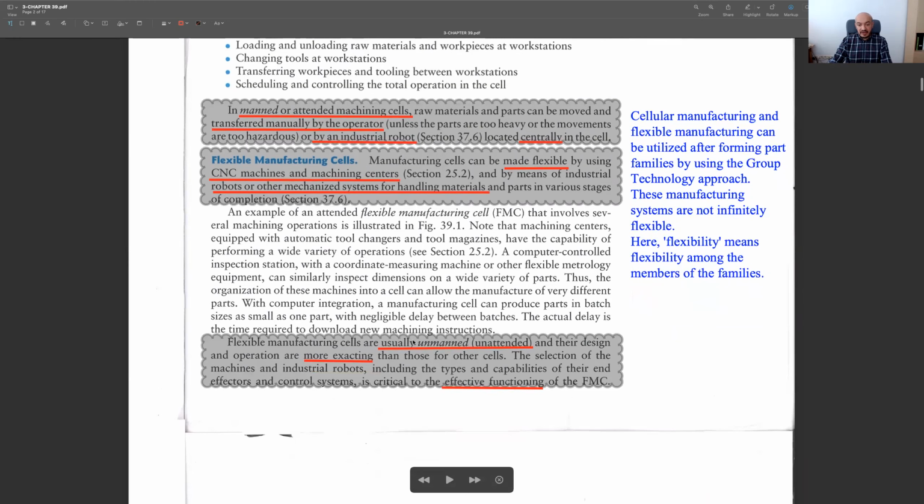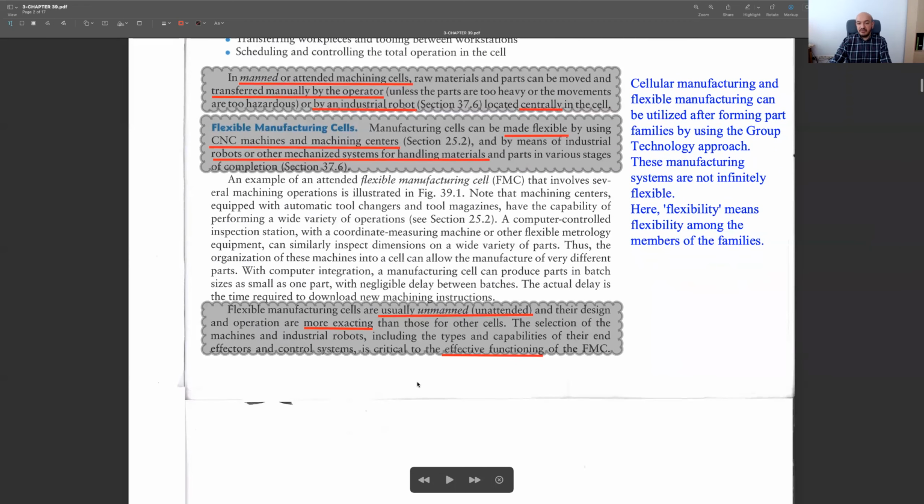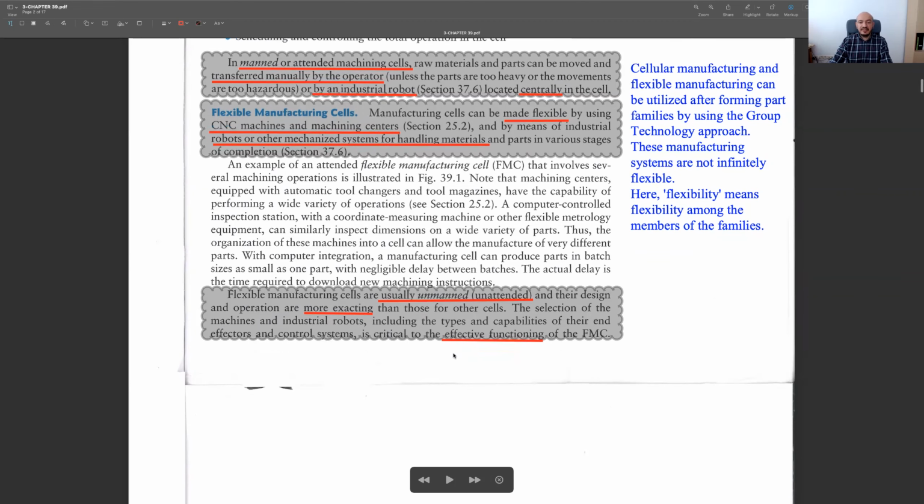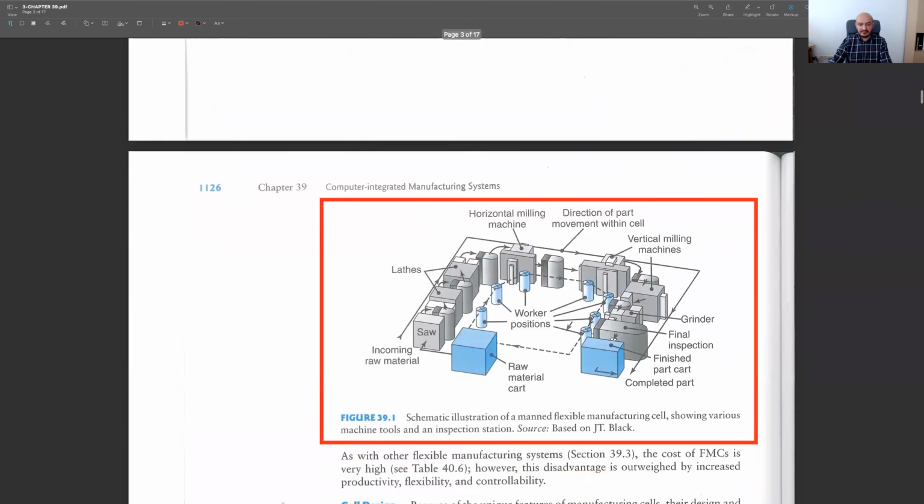And as I mentioned, we may have robots or workers around. Once you don't have any workers, then it's called an unmanned version. And the accuracy is much better, obviously, in these flexible manufacturing cells. The robots are responsible for picking, placing, and other simpler tasks. And you can increase the efficiency of your flexible manufacturing cell with the help of robots.